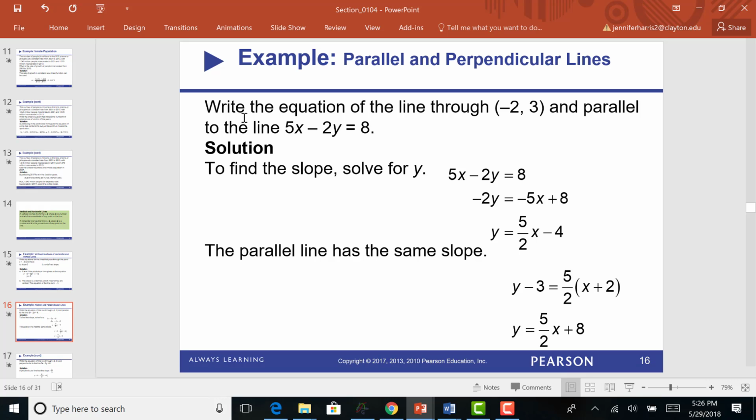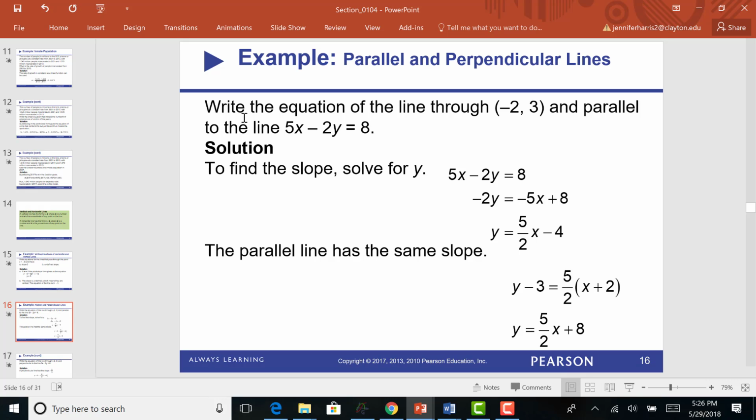I'm going to multiply straight across the top and straight across the bottom. 5 times negative 2 is negative 10/2. Can I simplify negative 10/2? Negative 5. And negative 5 plus b equals 3. Add what to both sides? Add 5 to both sides, and you end up with b equals 8. So what's my equation of the other parallel line? y equals 5/2x plus 8. Done.